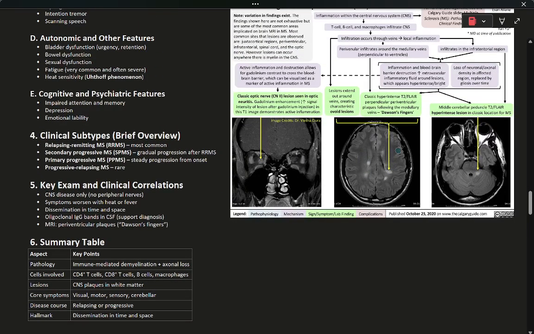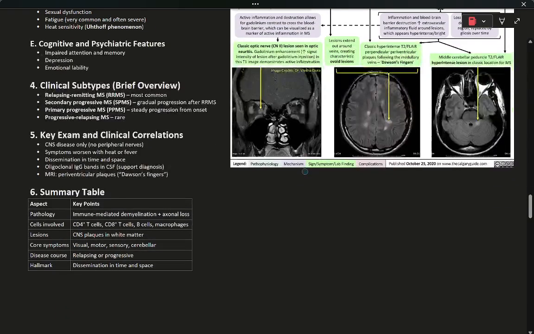And here's an MRI T2 weighted image showing the Dawson's fingers, where you can see some white opacities along the ventricles here. And that is why they're known as periventricular plaques. And in this location, they happen to follow the medullary veins. So notice how they're perpendicular to the ventricles. So that's how you know that these can be described as Dawson's fingers, and that the patient in this case will most likely have multiple sclerosis.